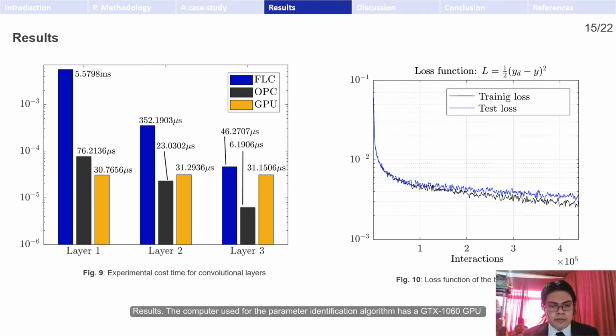Results. The computer set for the parameter identification algorithm has a GTX 1060 GPU with an Intel i7 processor. The computational cost is determined experimentally for convolutional layers. The cost time of the CNN is approximately 3.35 milliseconds. Figure 10 shows the loss function for both training sets.